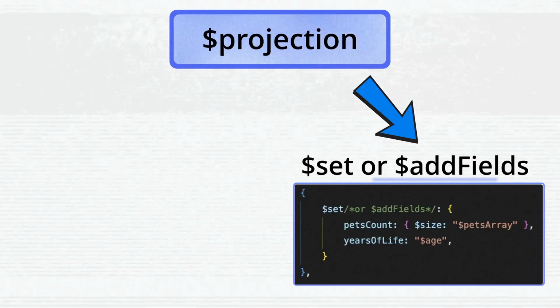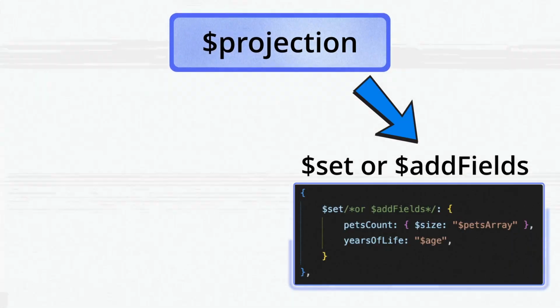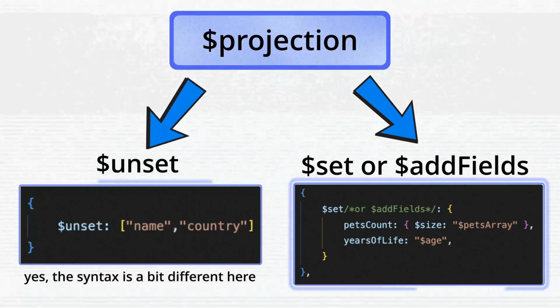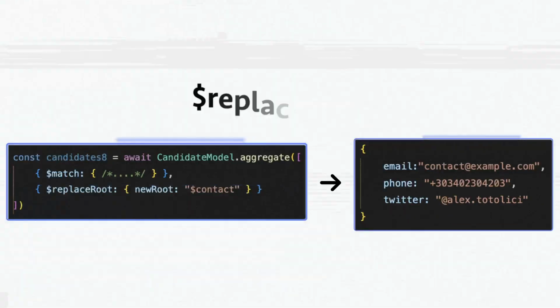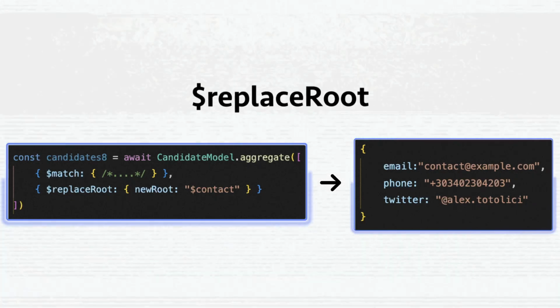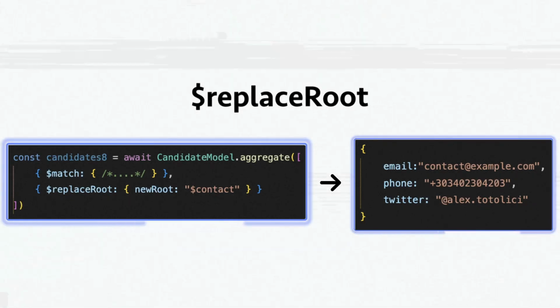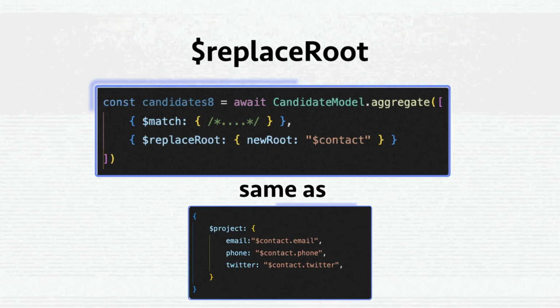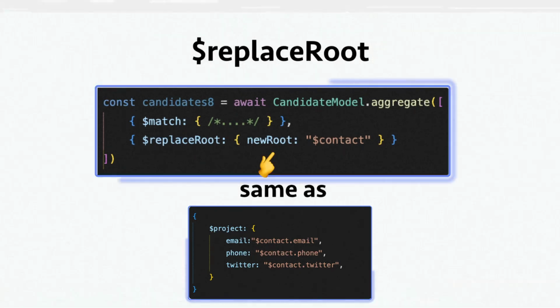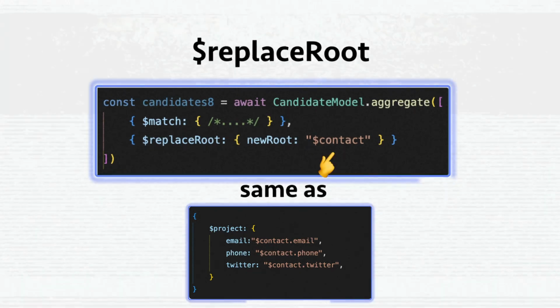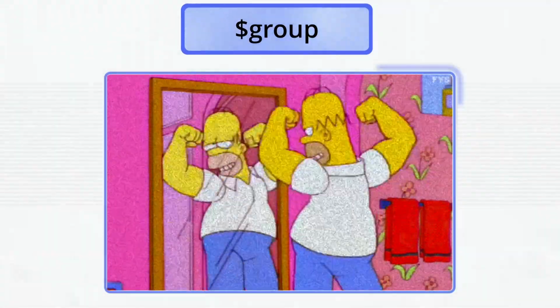As an extra point, project can do a lot of things and get overwhelming, so you can split those things into set or addFields, they're basically the same thing, to add fields to the data, or unset to take fields from the data. As an extra point, you can use replaceRoot instead of projection for simpler aggregation. Instead of writing each subchild by hand, you can just replace the root object with one of its properties and you're good to go. Next is group, one of the most powerful aggregations.